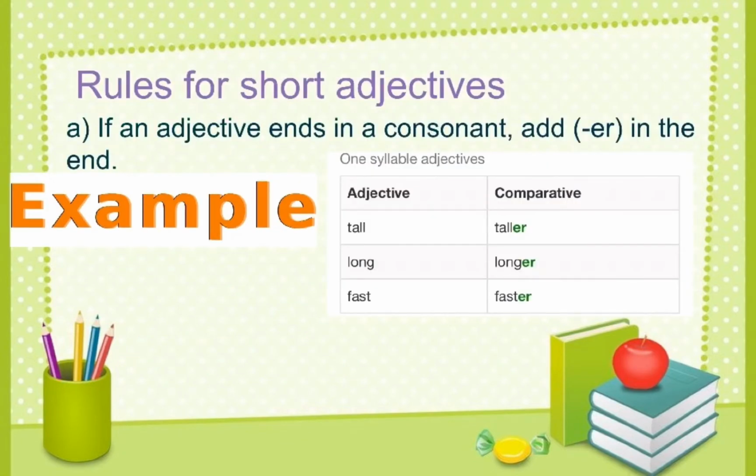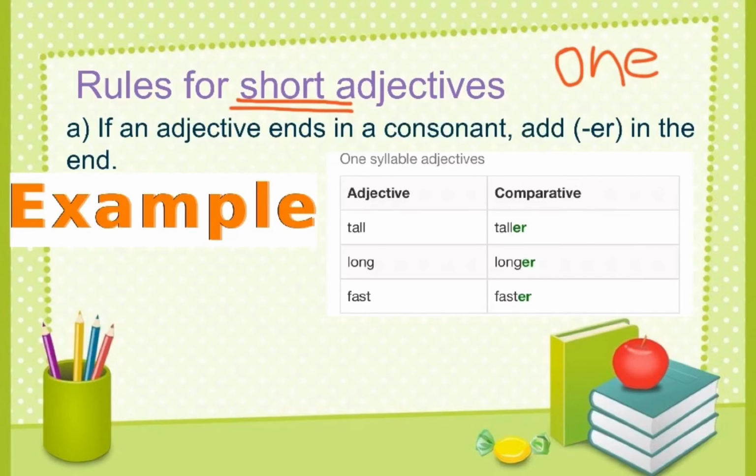The first set of rules that we're going to focus on is on short adjectives. What does this mean when I'm referring to short adjectives? It means that they have 1 syllable. The words have 1 syllable. Let's look at rule A. If an adjective ends in a consonant, we add ER in the end. What does a consonant mean? It means like B, C, D, H, F, etc. Not the vowels, that it ends in a consonant.